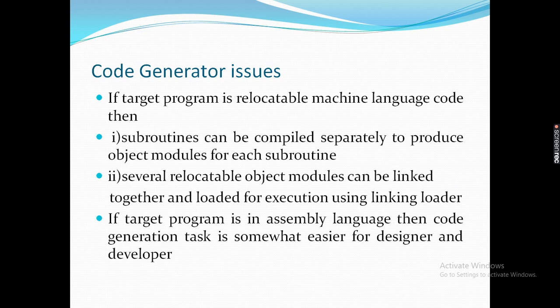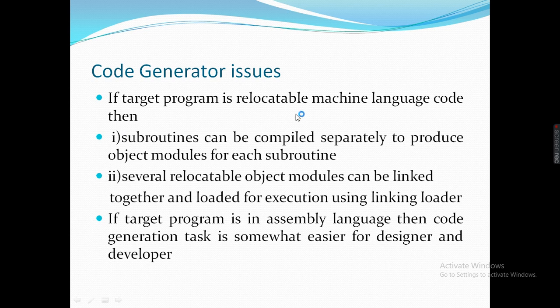Now, a relocating loader means that once the target program is placed into some memory location, there is a scope for shifting those instructions to a different area in memory. Once the instructions are loaded to one area in memory, there is scope for shifting them into a different area. That is a characteristic of relocatable machine language code.